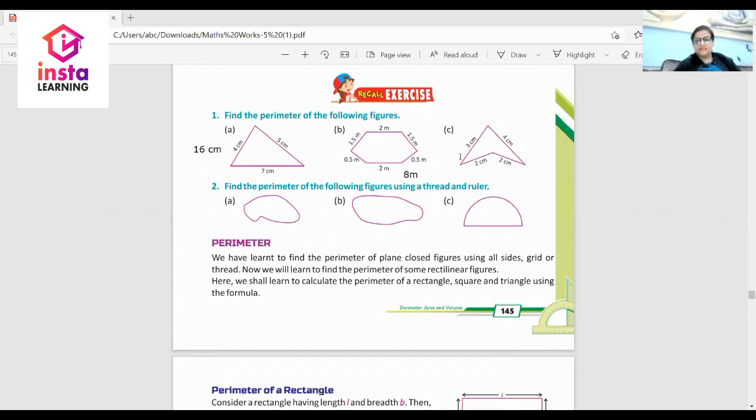Next is 3, 4, 2, 2. 2 and 2 is 4, 4 and 4 is 8, 8 and 3 is 11. So it is 11 centimeter. Find the perimeter of the following figure using a thread or ruler. We have this type of circles, so we can't measure it with a scale, so the thread method only will be used.